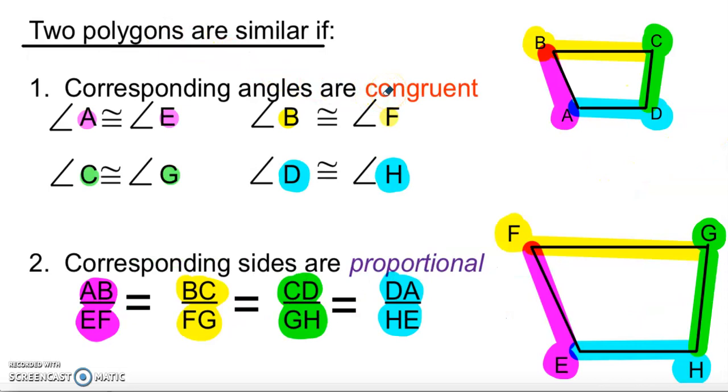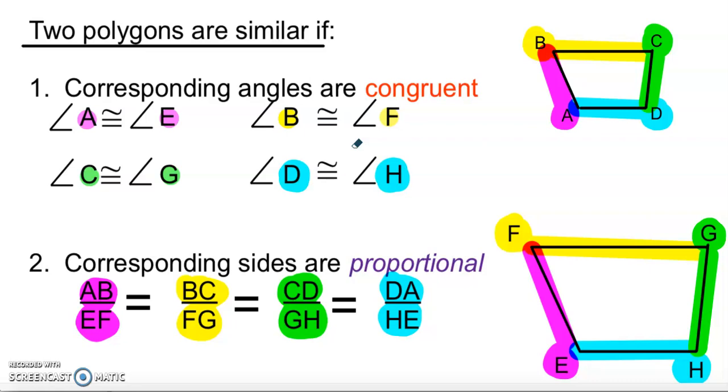So let's take a look here at a quadrilateral situation. I have quadrilateral ABCD, and I have quadrilateral EFGH. The angles will be congruent if the figures are similar. So angle A and angle E will be congruent, and you'll notice that's in purple. Angles B and F will be congruent, and you'll notice those are in yellow. Angle C and angle G are congruent, and you'll notice those are in green. And angles D and H are congruent, and you'll notice that's in blue.